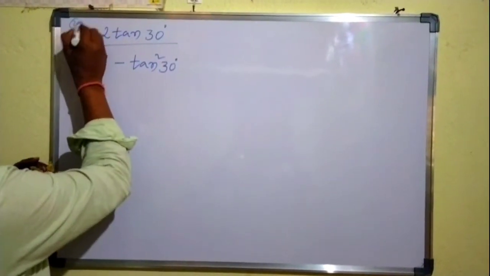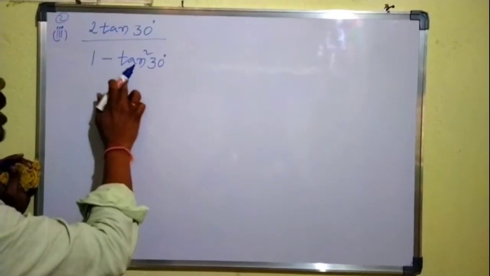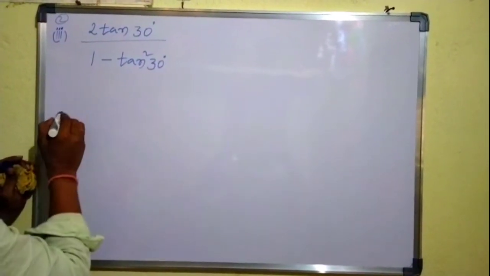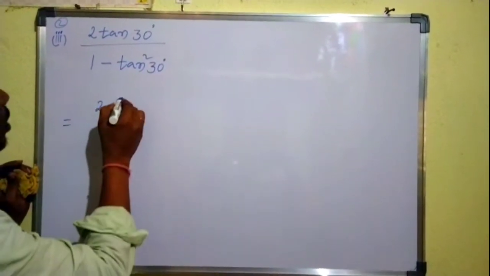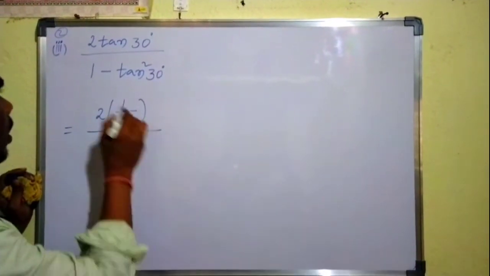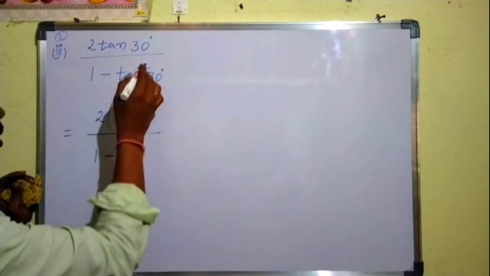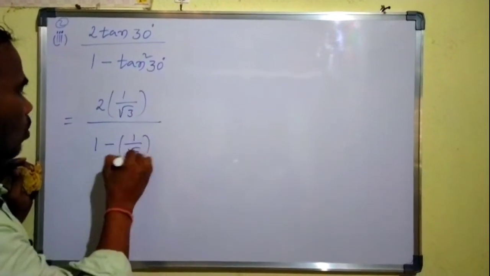Now third question. So second bit, third question. 2 tan 30 by 1 minus tan square 30. So what is that? Here is a 2. Tan 30 value is equal to 1 by root 3. Here is a 1 minus tan 30 is equal to 1 by root 3 whole square.